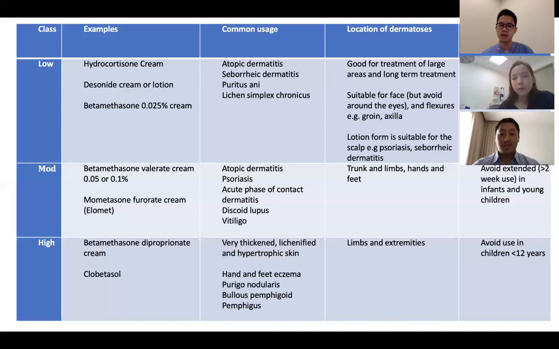We use ointment for when the area is very thick and you just want the potency to be enhanced a bit more. Like for example, palms and soles is very keratotic. So if you apply an ointment, it stays there a bit longer.